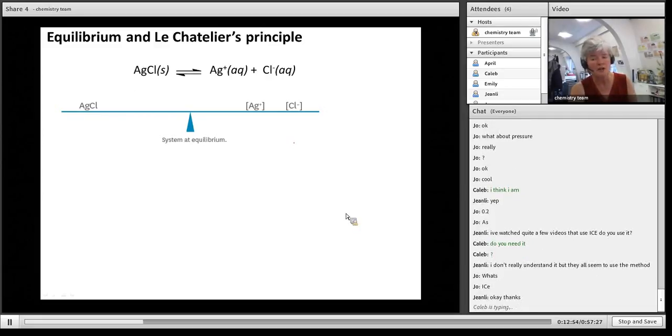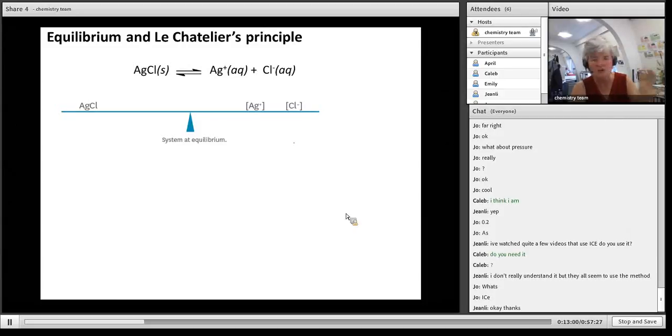So Joe, what is ICE? Initial, the change, C for change, and E for end. So it's when you want to work out, like you started off with this, and you'll use it with these common ions and all that sort of thing, then the change and then the end, and then whatever comes up at the end, that's what you use in your equation.